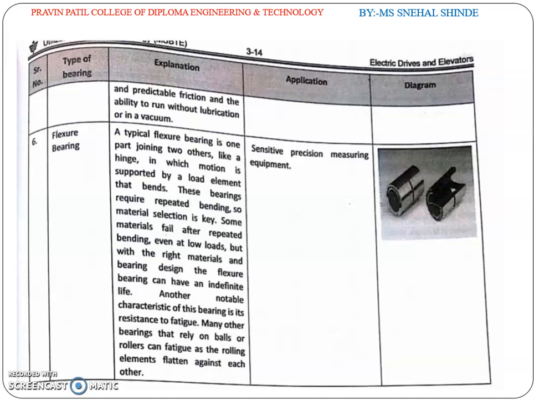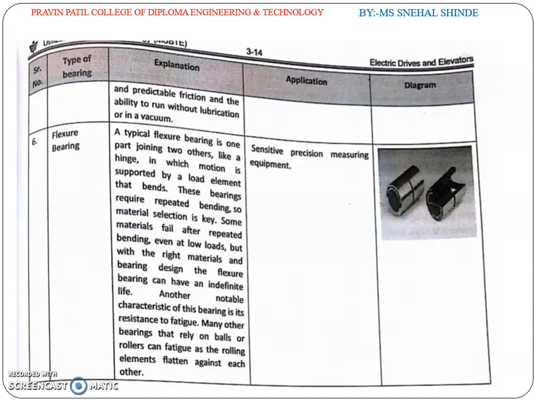So here is the last type, the flexure bearing. A typical flexure bearing is one part joined to others like a hinge, in which motion is supported by a load element that bends. These bearings require repeated bending, so material selection is key. Some materials fail after repeated bending, even at low loads, but with the right materials and bearing design, the flexure bearing can have an indefinite life.